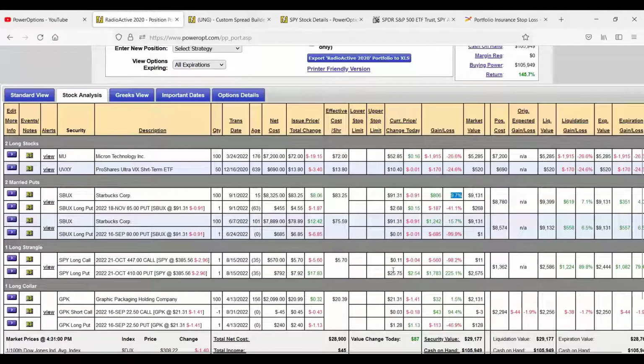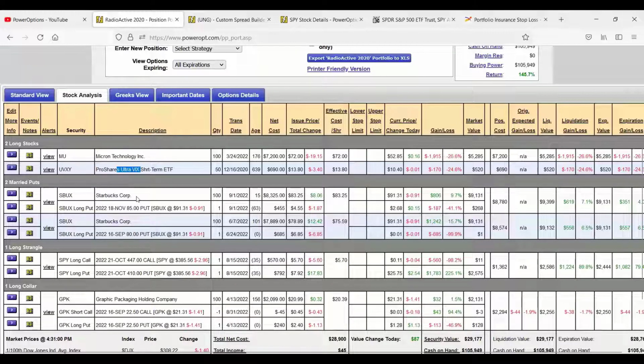In any case, Starbucks. I've got a married put position here. Stock's up 9.7%. This is obviously a paper trade that we put together in the webinar, so the put's down a fair amount of money, but we're still at about a 7% profit total on the position without doing any income methods on this one. And just the long stocks here, we've got Micron, which is down. It won't be a good example, and UVXY, which is down, which won't be a good example.